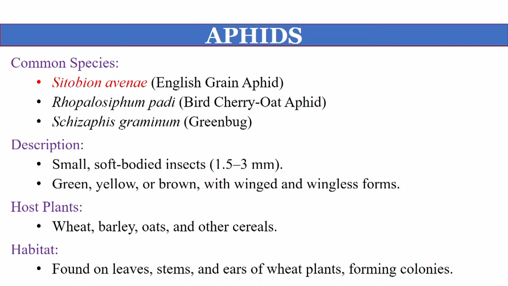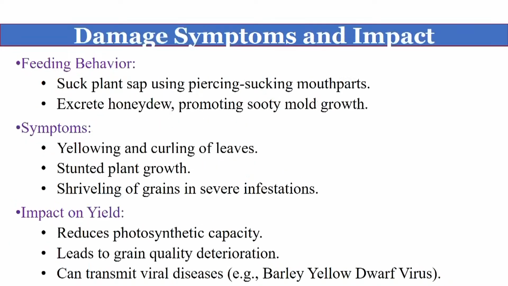and basically it is a small, soft-bodied insect, 1.5 to 3 millimeters in length, and it is green, yellow to brown in color. They can affect wheat, barley, oats, and many other cereals as well as vegetables. From a habitat point of view, it is found on the leaves, stem as well as the ear of the wheat plant, forming colonies also.